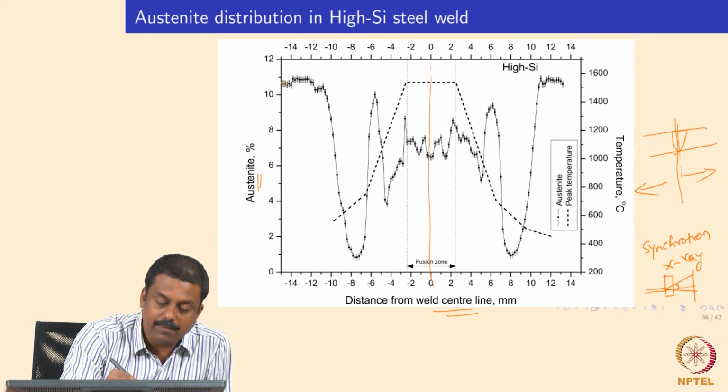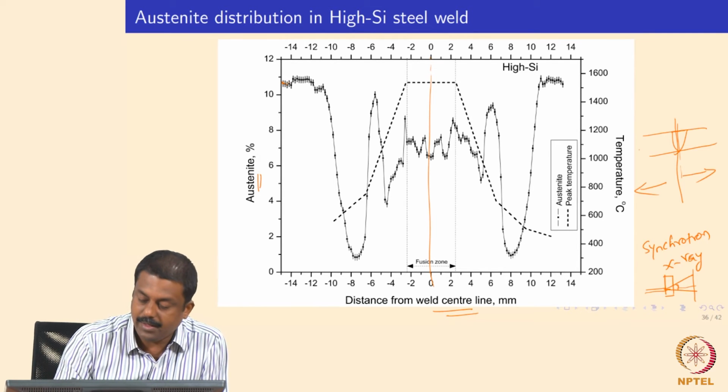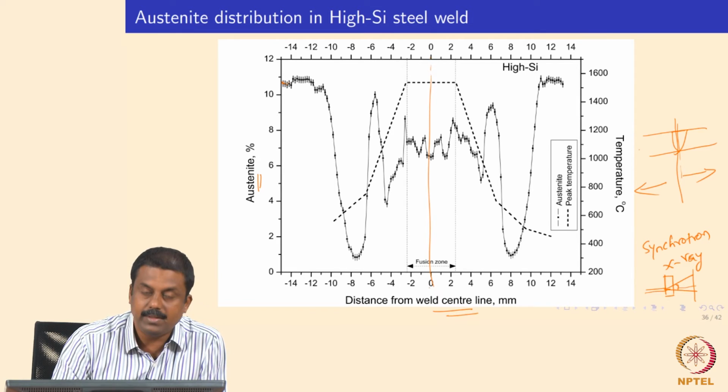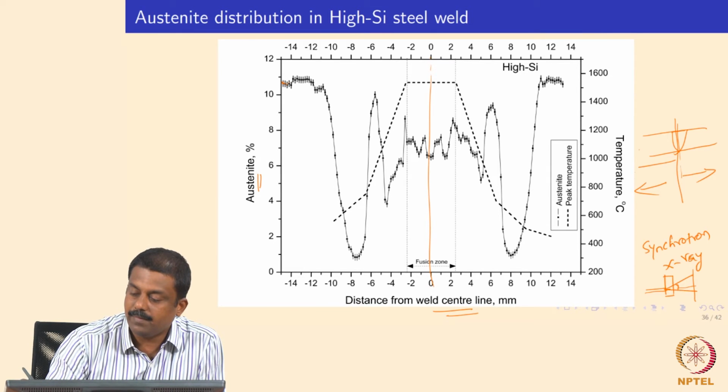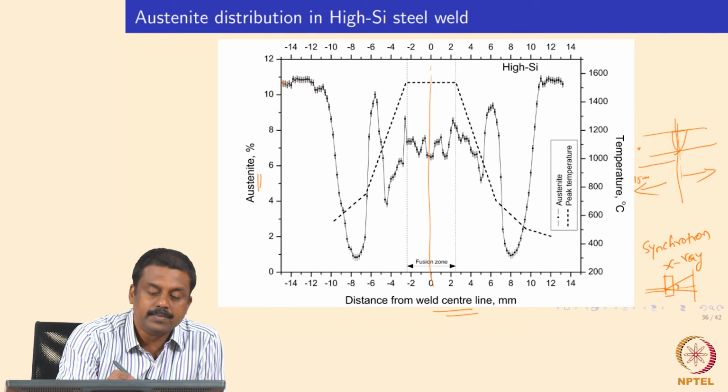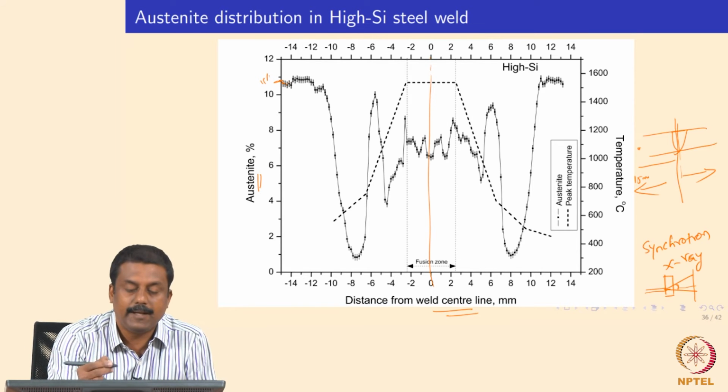So if you look at this graph, it is made with various points. For example, if you move far away from the weld center line, about 15 mm from the weld center line, you see that you are in the base material. So the retained austenite fraction is about, say in this case, 11%, right?